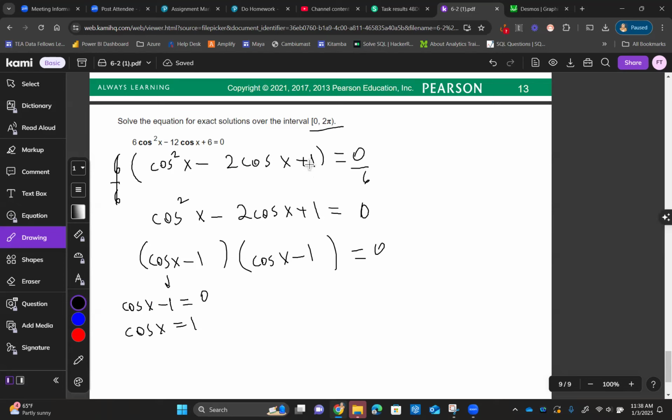So I have to think about all the angles whose cosine value is 1 on this interval. So cosine value means the x values. Cosine value is 1 only here, because here it's at -1. So the only angle whose cosine value is 1 on this interval is 0 degrees, which is the only accepted answer for this question.